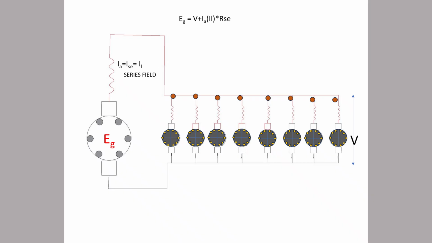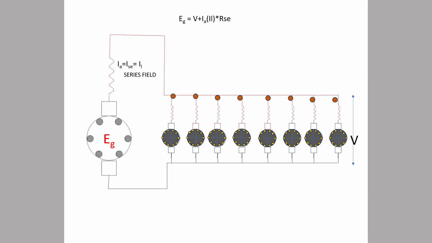And now the EMF equation of a DC generator. Here I have shown a DC generator. Actually we are using AC, then converting into DC, then using it. But for an example, suppose the DC generator, a DC series generator. Series means magnetic field. Without magnet, the EMF will not be induced.